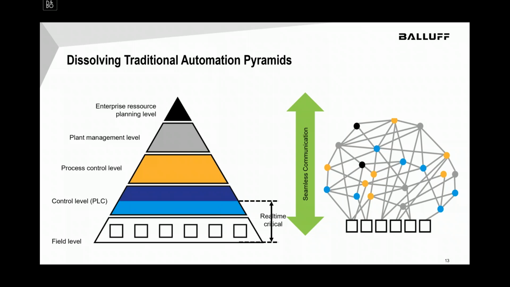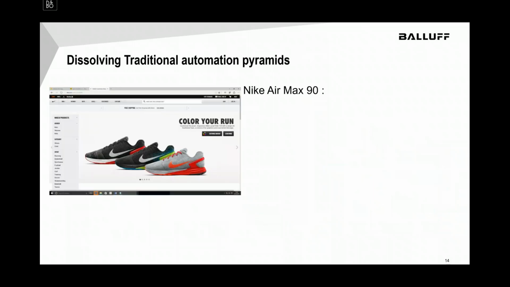This is a great example. If you are a runner, you are probably familiar with Nike's Air Max 90, which can be configured to the nth degree to prepare your shoe. There are about 1 quintillion, 500-some quadrillion combinations that you could have.